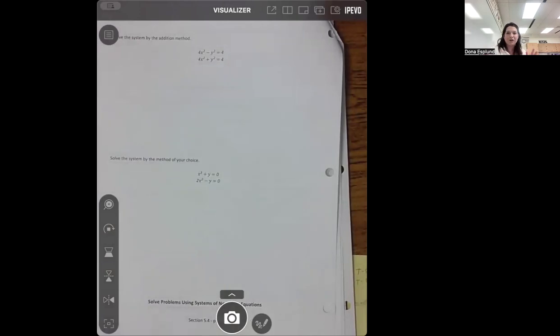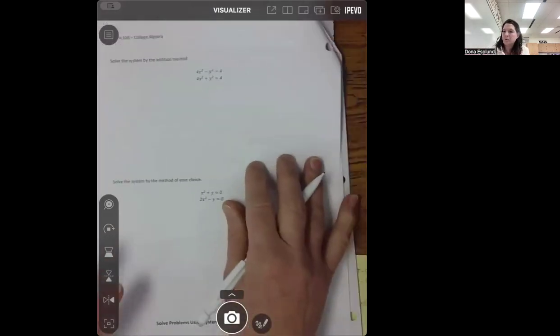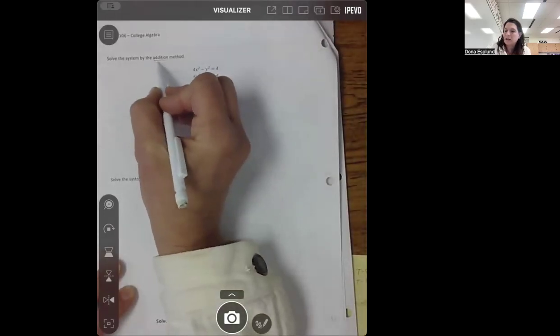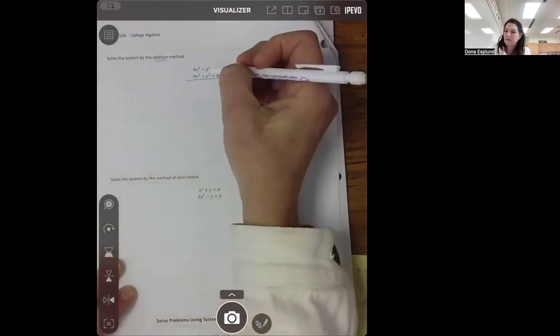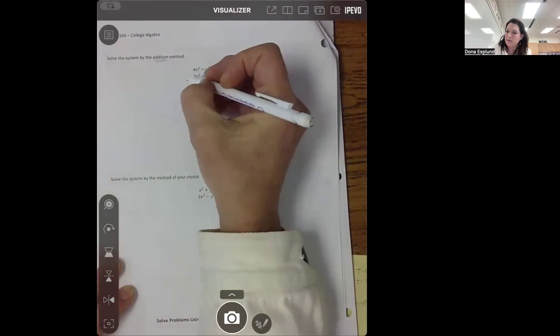So this is our function. This is our problem. And this time we're going to go to algebraically and we're going to solve the same thing. And they ask us to do the addition method, which again, I call elimination. So all I have to do is take this, and because I have a negative y squared and a positive y squared, they're already going to cancel. I don't have to do anything with it. But I am going to add them.